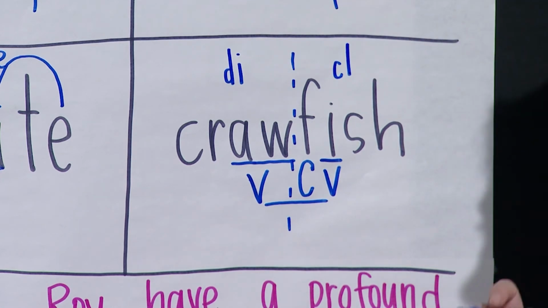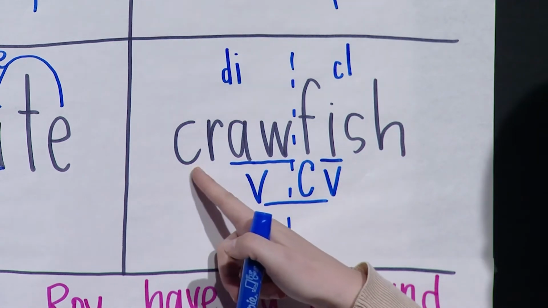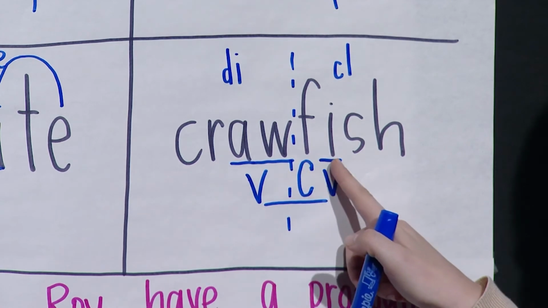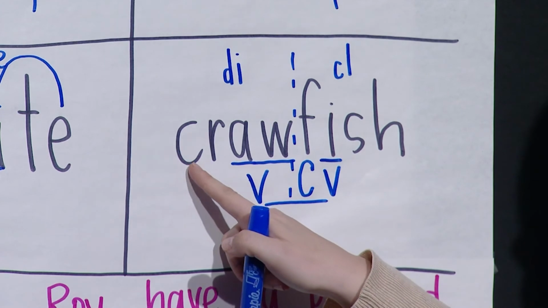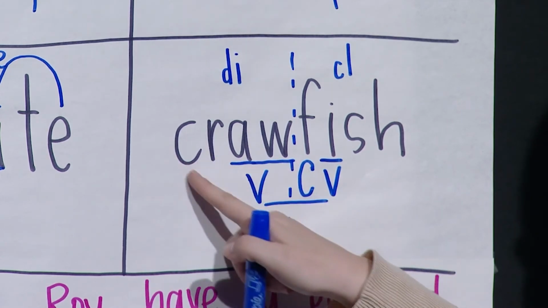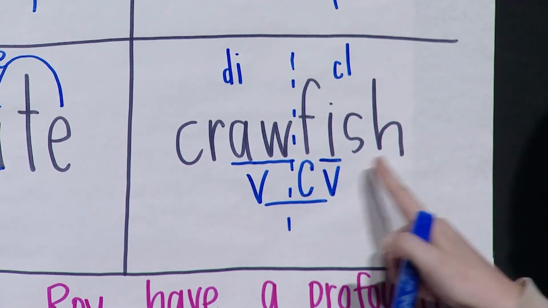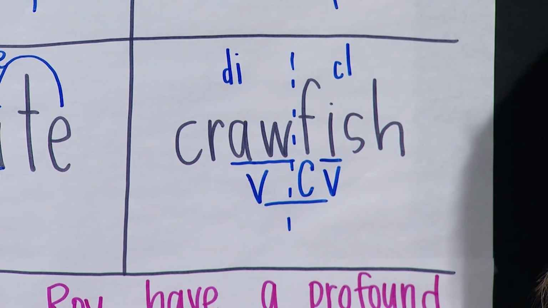All right, now we just have to read each syllable and blend the word. So let's do that together. Can you help me? All right, I'm going to let you take the lead. Aw, craw, ish, fish, crawfish, crawfish. Very good reading. I love to eat crawfish.